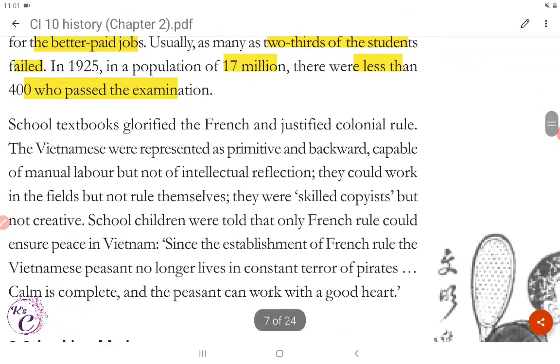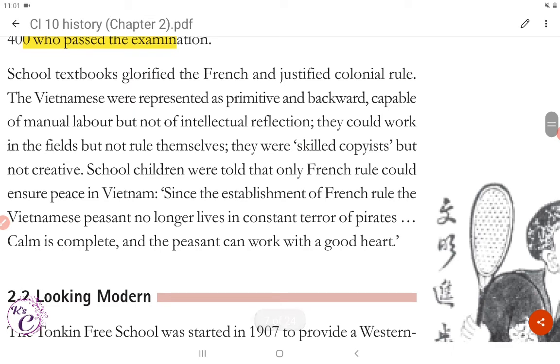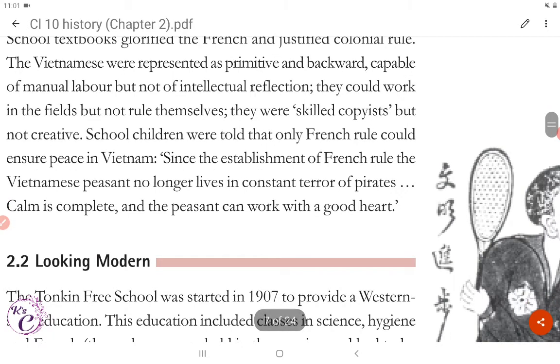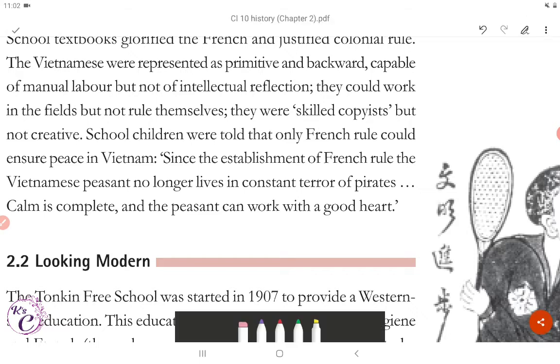School textbooks glorified the French and justified colonial rule. The Vietnamese were represented as primitive and backward, capable of manual labor, but not of intellectual reflection. They could work in the fields but not rule themselves. They were skilled copyists but not creative.